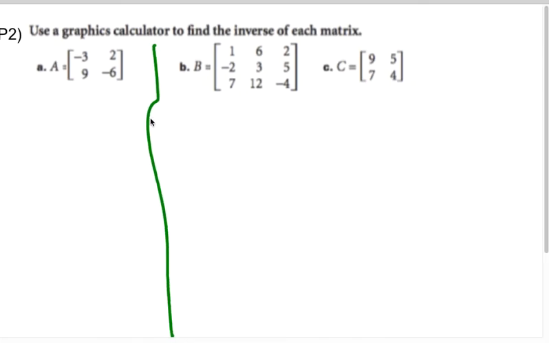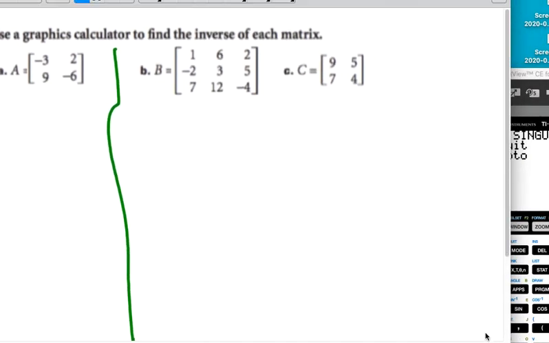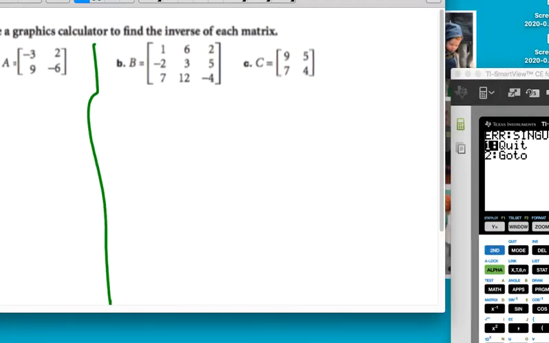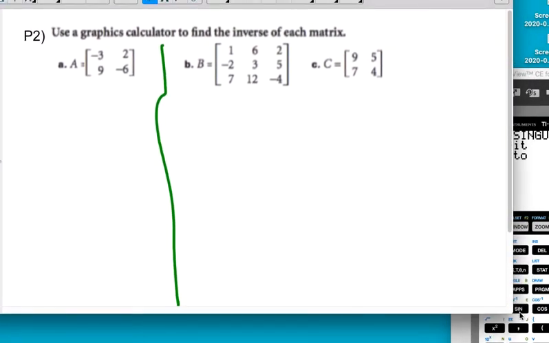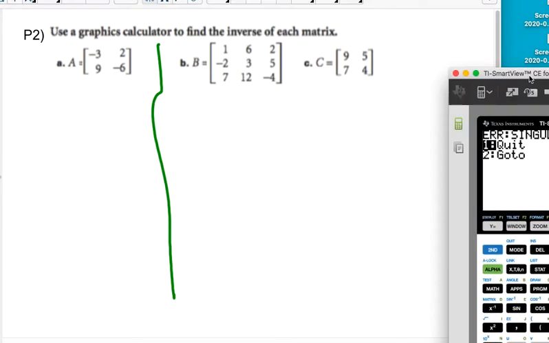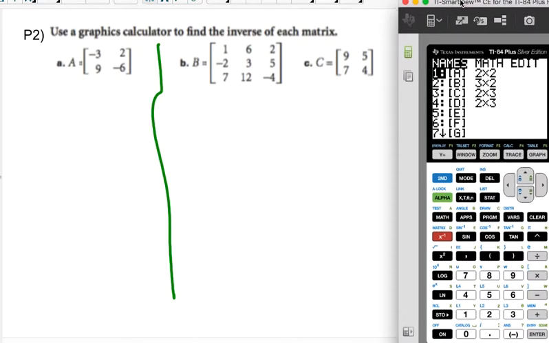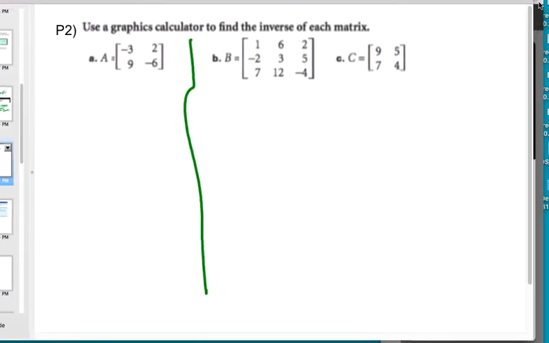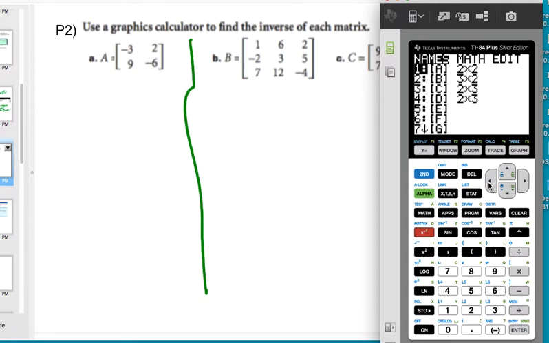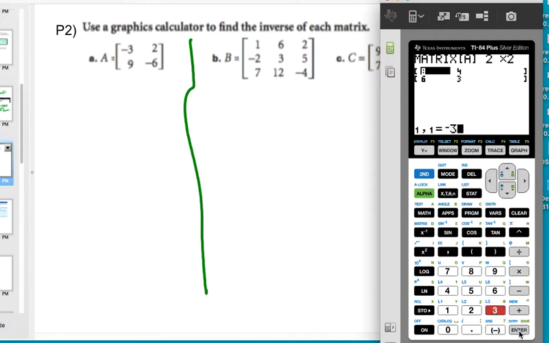Hang on, we ended up slightly off from where I wanted us. There we go, slightly better. All right, cool. So if we go to matrix, sorry, clearing that out. Okay, so second matrix, I'm going to go to edit, I pick A, I want it to be 2 by 2, -3, 2, 9, -6. Okay, I quit out.